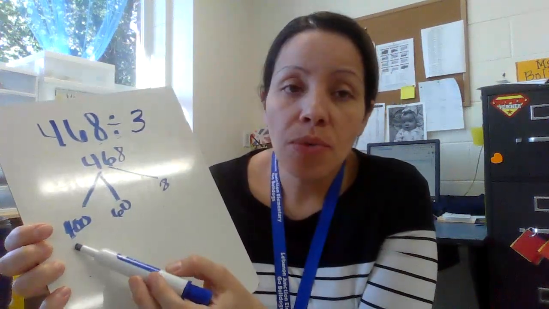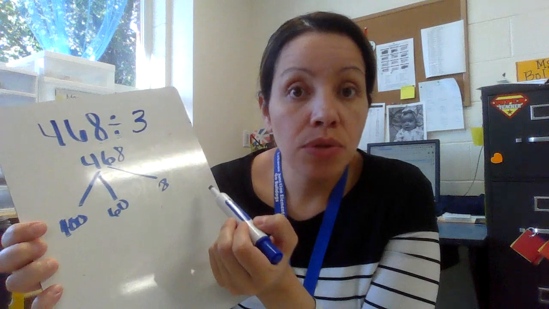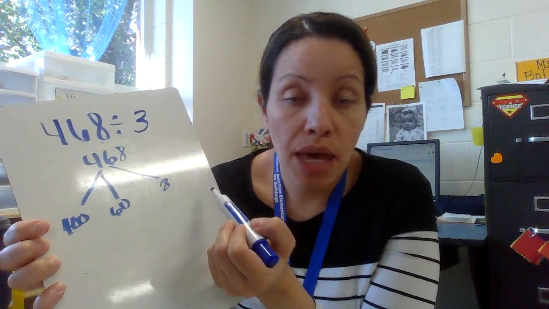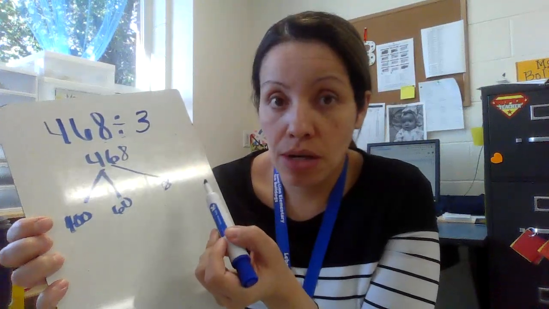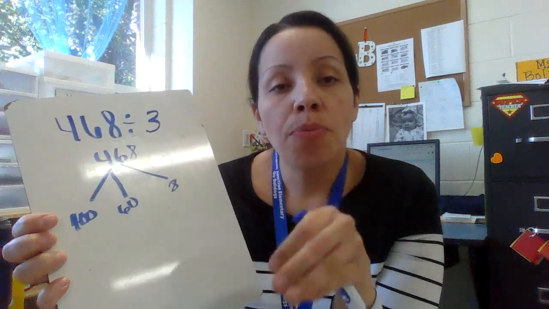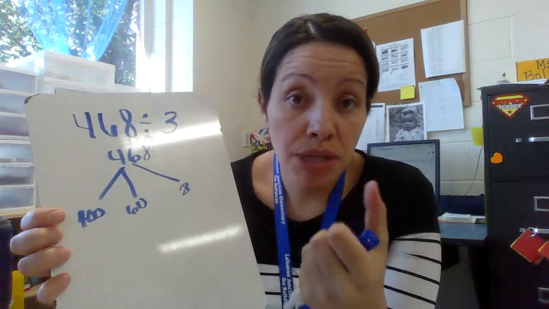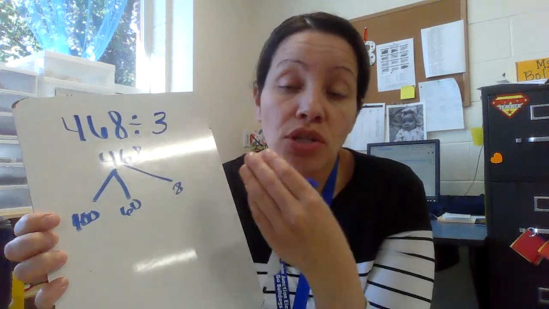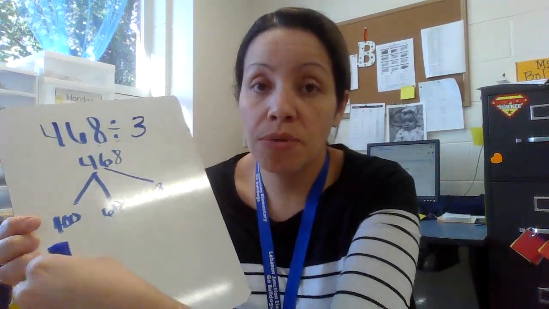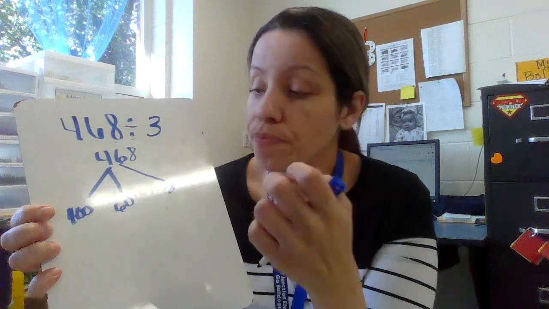Now remember that you start with the bigger number and you move down to the smallest number, okay? Otherwise, it wouldn't work. This is the only operation where you go from the biggest number to the smallest number, whereas multiplication, addition, subtraction, you usually go from the smallest to the biggest number in the place value chart.